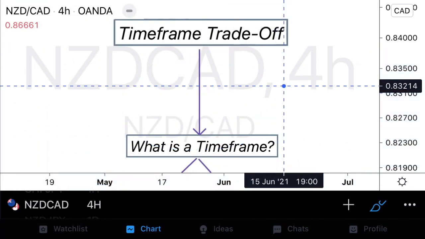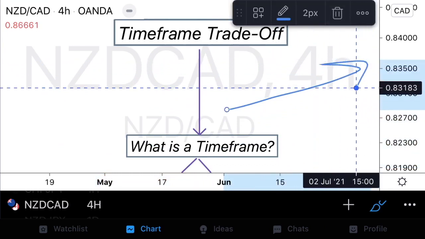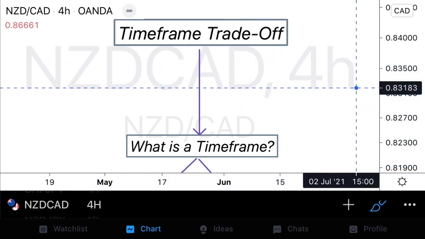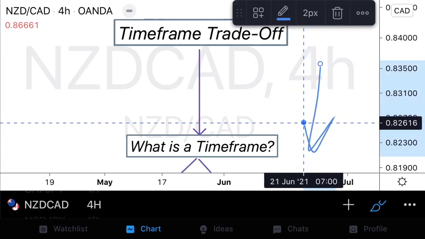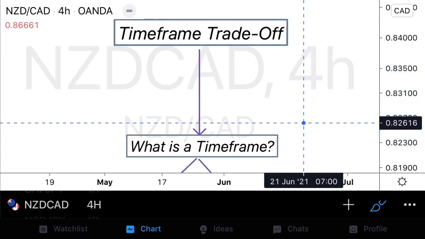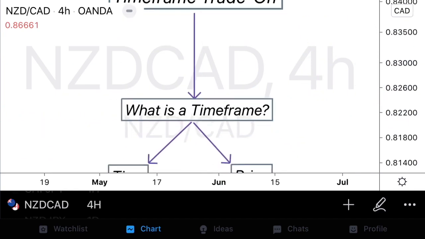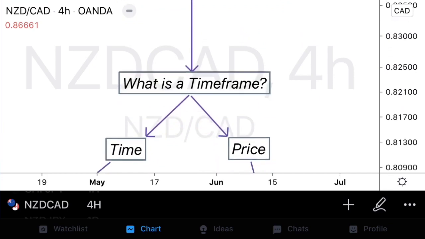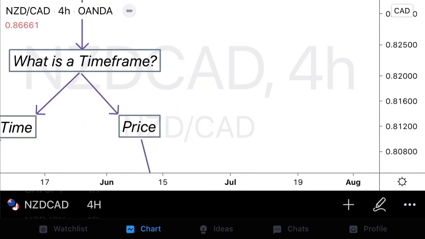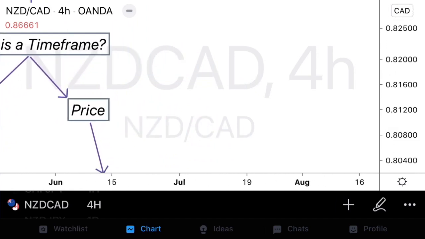So we're actually drawing on the TradingView platform. On our right hand side, what we can see is price data, and on the bottom what we can see is time. So we know that a time frame is built up of two elements, time and price. Now we're going to go into one at a time. We're going to start off with price.